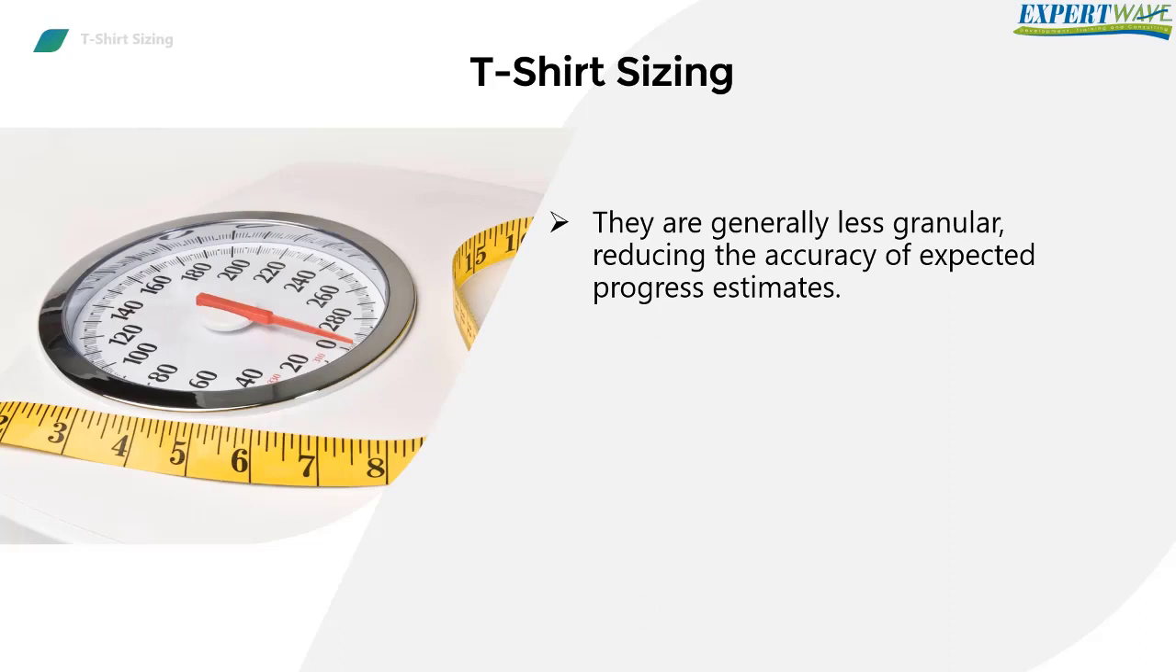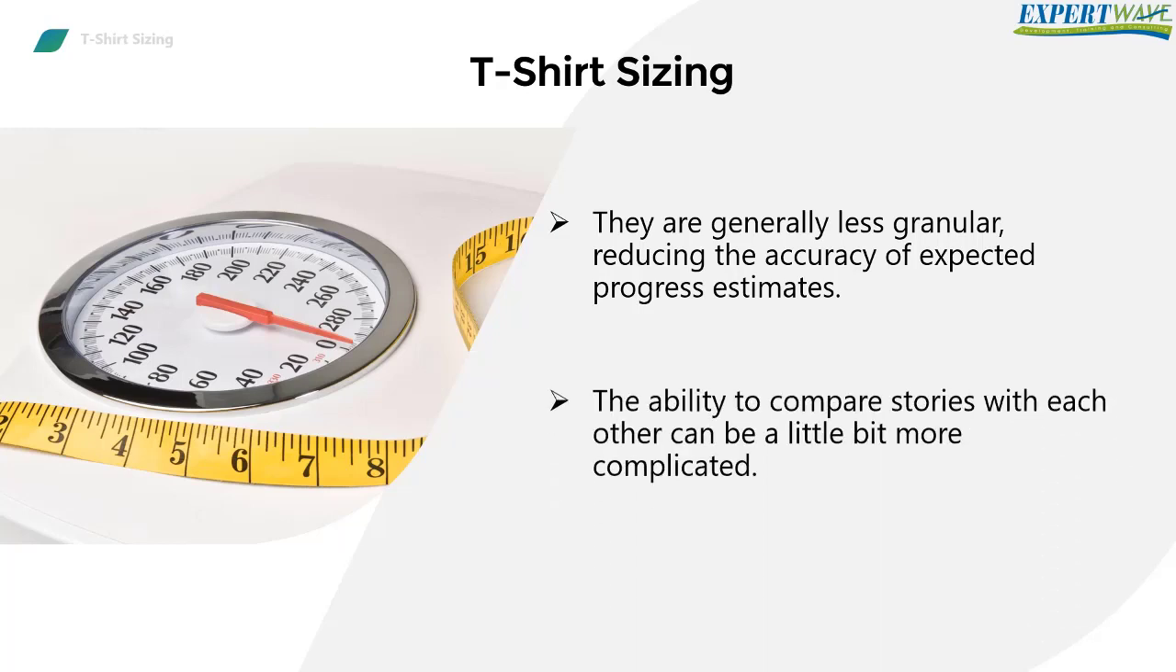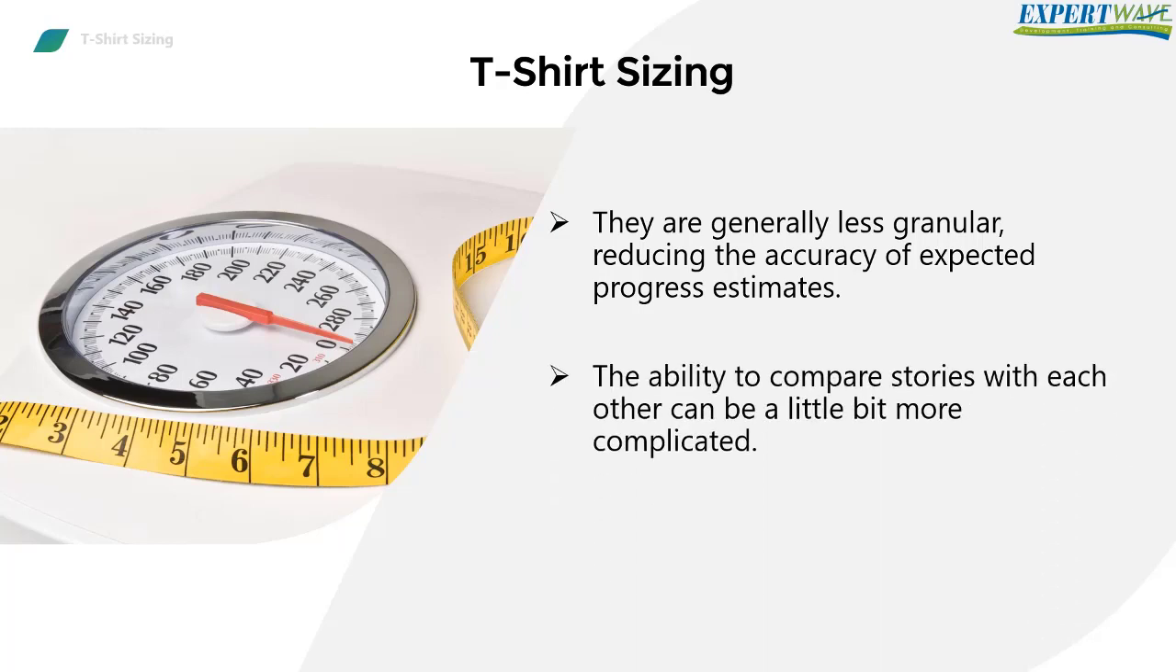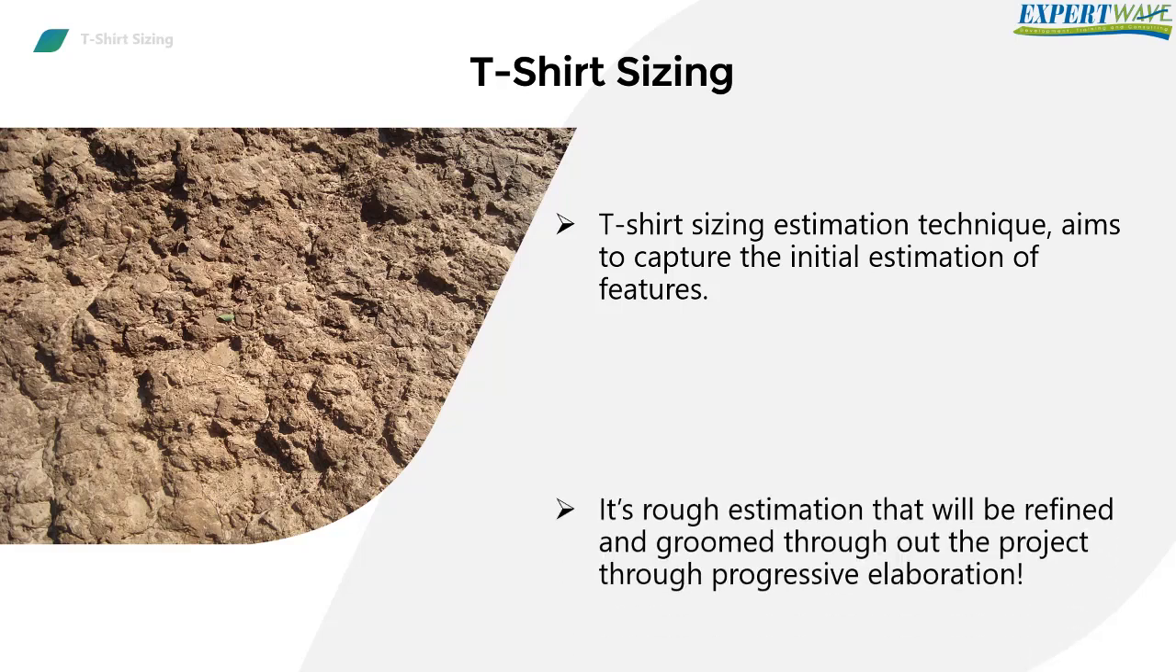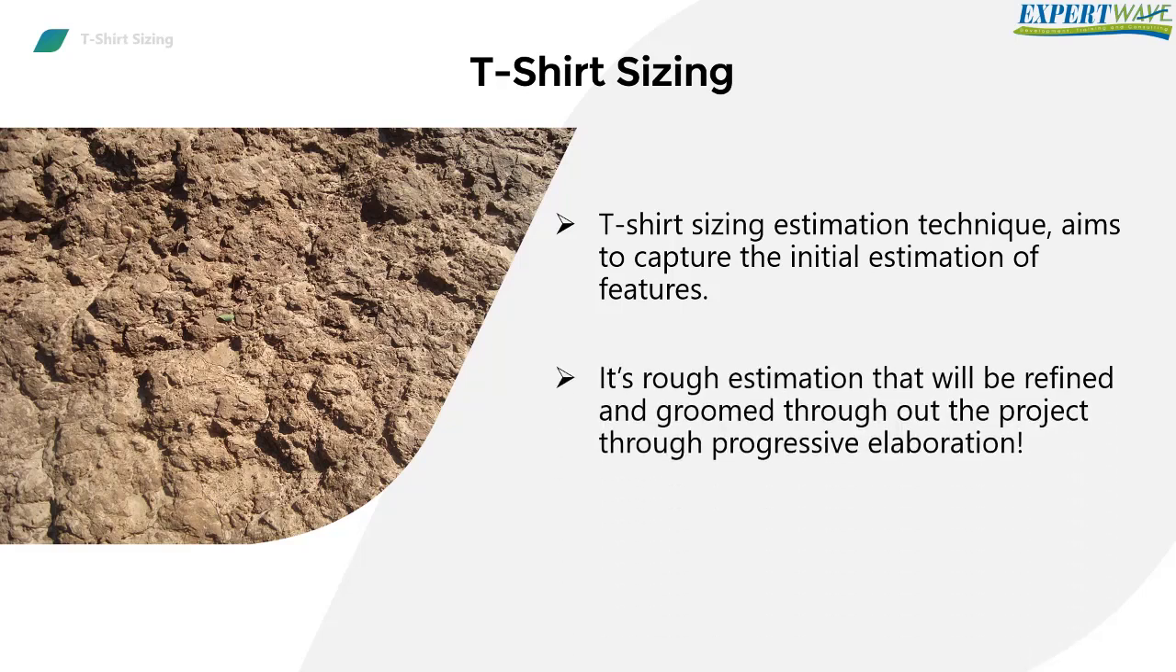However, there are some issues when using the t-shirt sizing technique. One of them is that it's less granular than numerical measurements, leading to a reduction in the accuracy of the estimates. One other drawback is that it's more complicated to compare stories to each other using this technique. That's why t-shirt sizing is used to capture the initial estimation of features at the early stages of the project, as it's a rough estimation that needs to be refined and modified throughout the project life cycle.